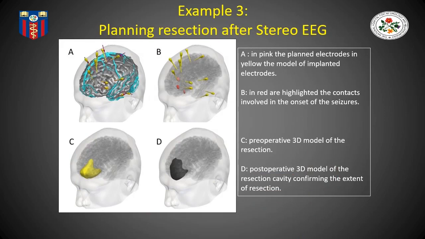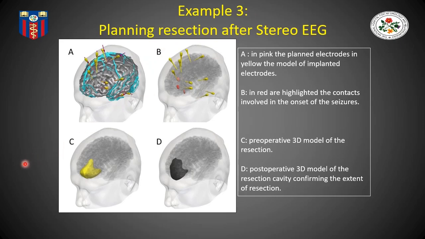This is an example of a post-op case. So this is someone that was implanted with multiple electrodes in the frontal and temporal area. This is a reconstruction of the electrodes after they have been inserted, and here in purple you see the trajectories that we have pre-planned, and you can see how beautifully they align with our implantation. Highlighted in red are the contacts that the neurologist thought to be responsible for the onset of the seizures.